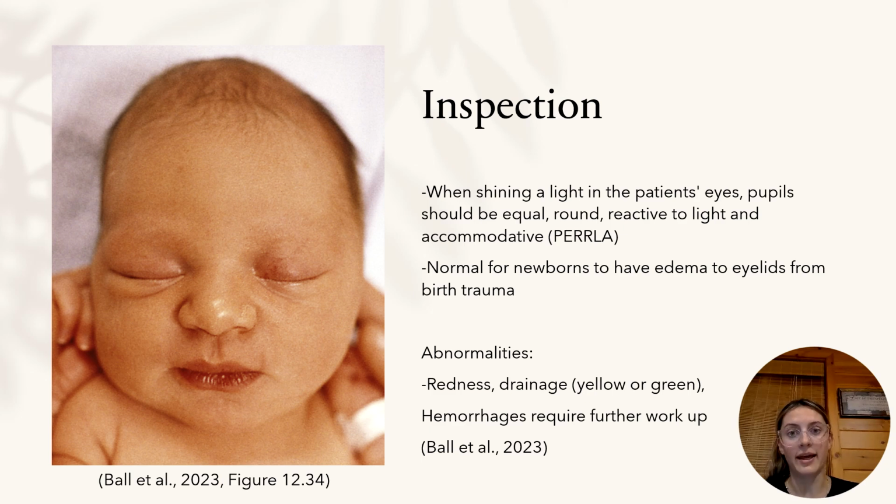When shining a light in the patient's eyes, the pupil should be equal, round, reactive to light, and accommodative. This is known as PERLA. It's normal for newborns to have edema to their eyelids from birth trauma. This should resolve by itself. Abnormalities include redness, yellow or green drainage from the eyes, and then also if there's any sort of scleral hemorrhages, they would require further workup because this can be an indication of trauma, such as shaken baby syndrome, a hematological concern, hypertension, or retinal disease.